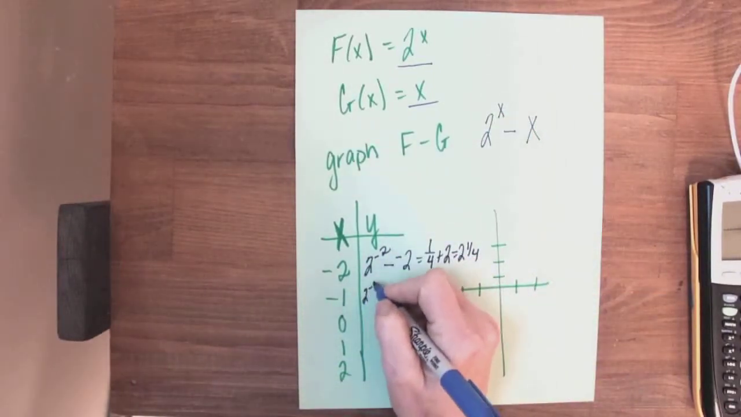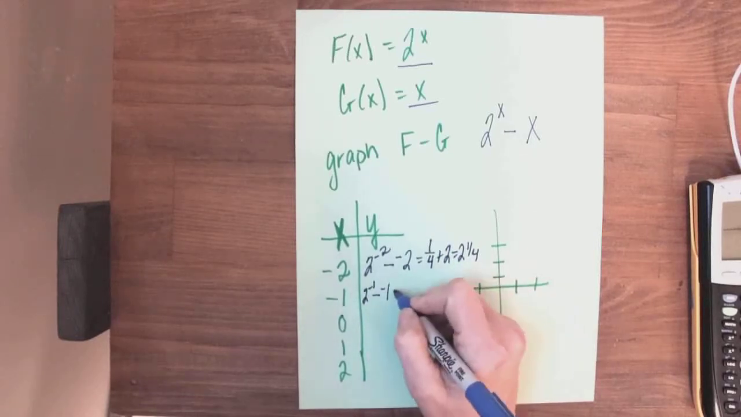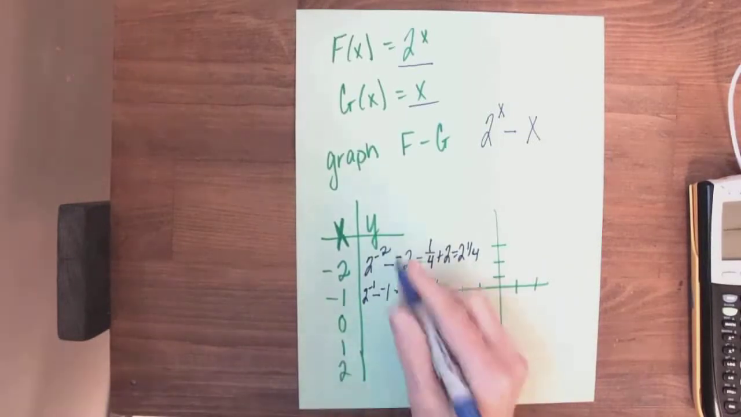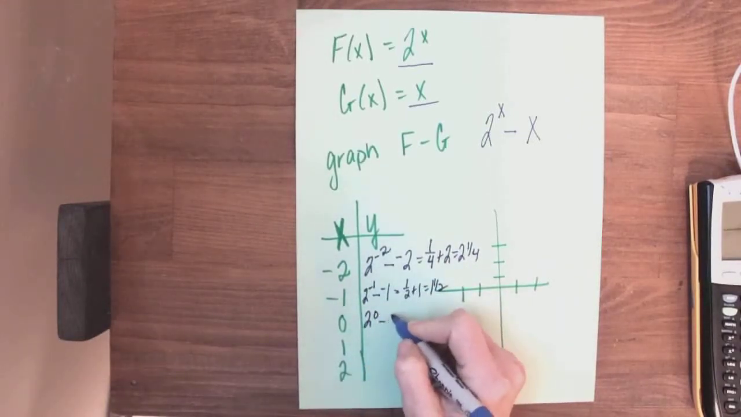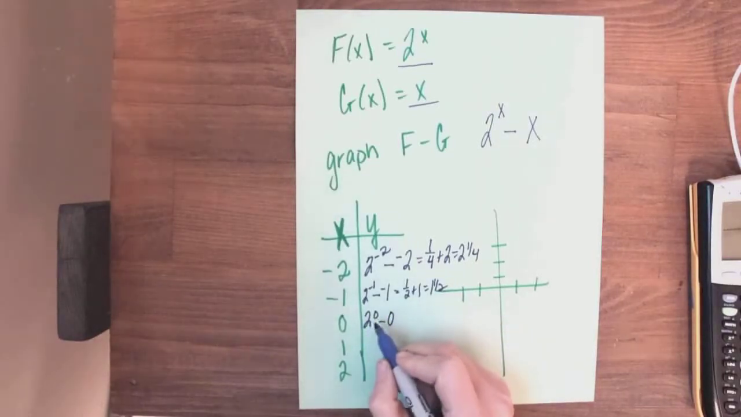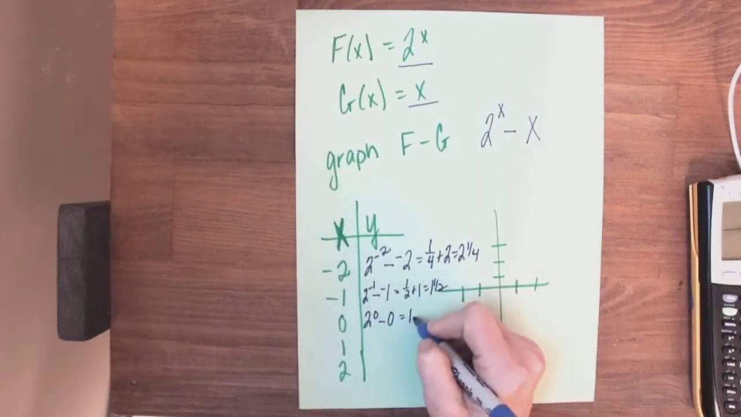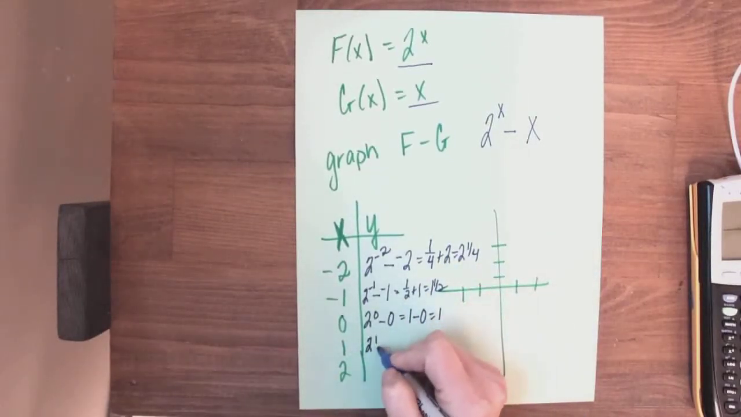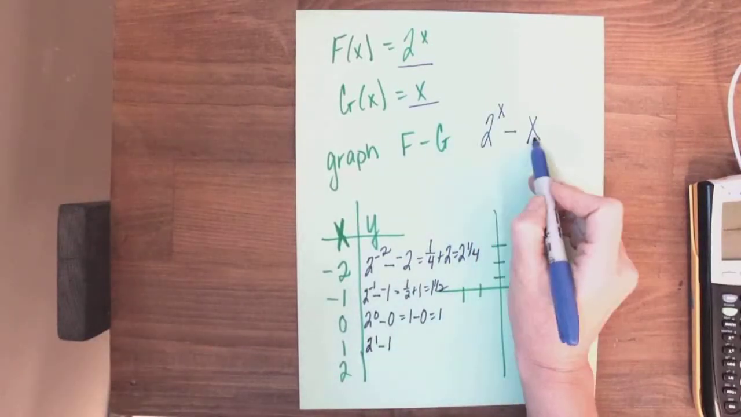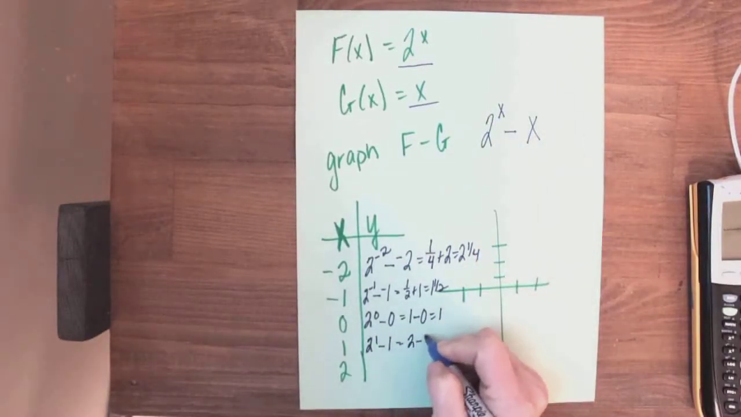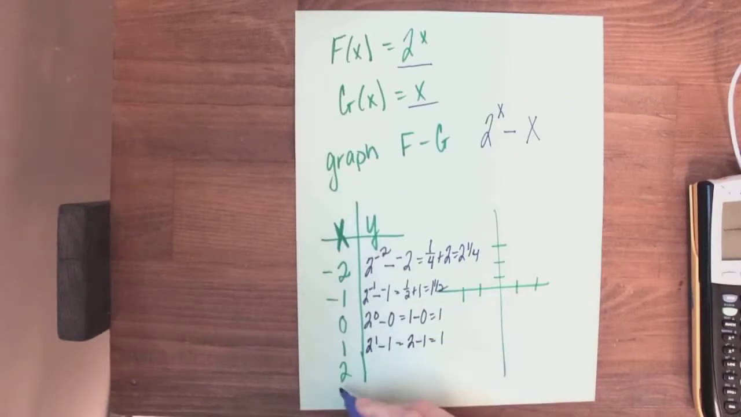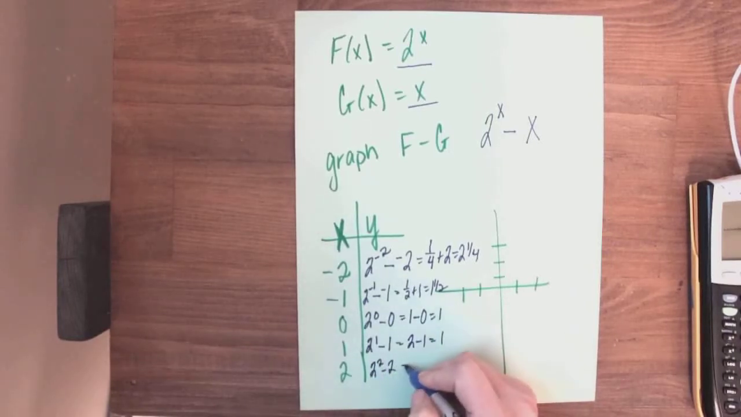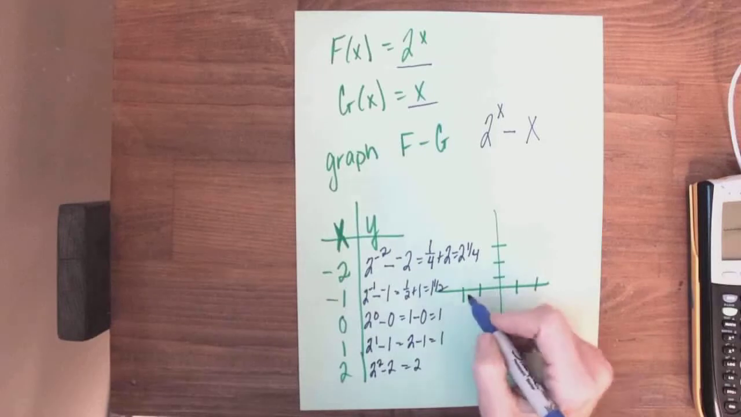I could plug in -1 for these, and I'd get 2 to the negative first power minus a -1, which would be 1/2 plus 1, which is 1.5. I could plug in a 0, 2 to the 0 power minus 0. Well, 2 to the 0 power, or pretty much anything to the 0 power, is 1. So 1 minus 0 is 1. Plug in a 1. 2 to the first minus 1, because I'm plugging a 1 in for both of these, is 2 minus 1, which is 1 again. Plug in a 2. 2 squared minus 2. 4 minus 2 is 2.